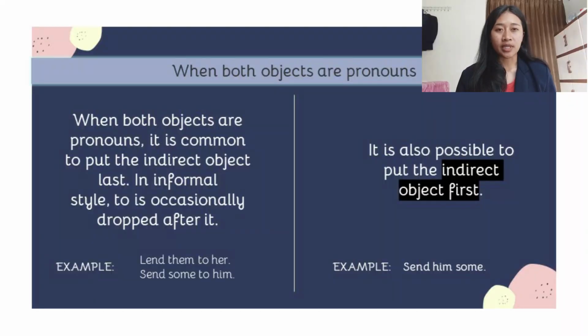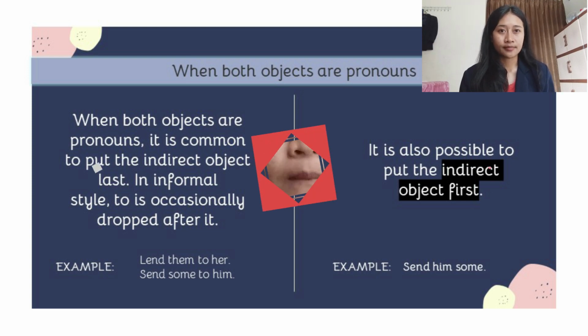What if both objects are pronouns? If you see that both objects in a sentence are pronouns, it is common to put the indirect object at the end of the sentence, and in non-formal situations, to is occasionally dropped after it. For example, lend them to her. So them and her are the objects in the sentence, which are pronouns, and it is also possible to put the indirect object first. For example, send him some.